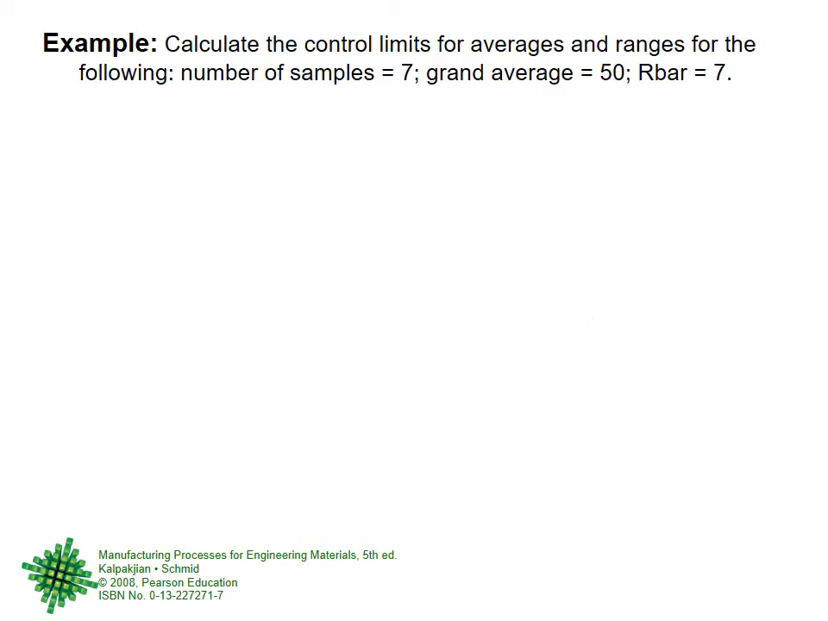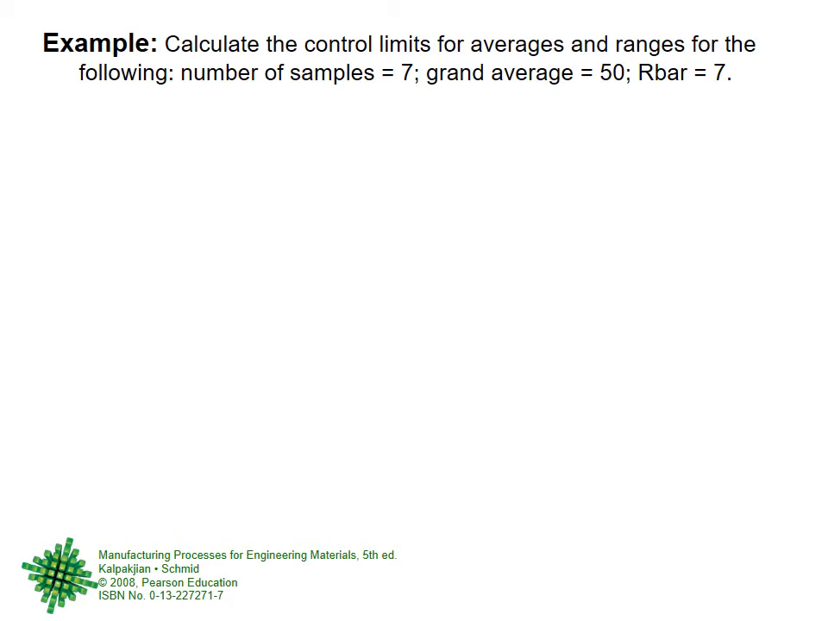Right? So with this now, do this: calculate the control limits for averages and ranges for the following. Number of samples is 7. Now here, number of samples is 7 means number of samples each time, right? So this is actually a wrong way that you are writing it. They should not have written number of samples. They should clearly write sample size. And the grand average is 50, the R bar is 7, right?